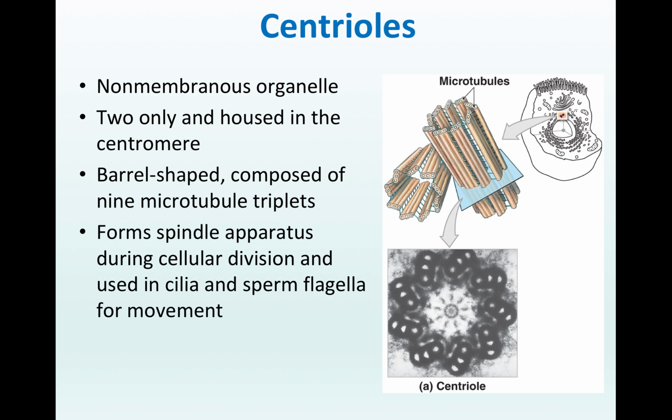The important function associated with this structure is to form spindles that, as I mentioned, play a role in cell division in the process of mitosis, and it also can be used to form cilia and a structure called flagella that are essential for movement of the cell. Inside our body, we have both cilia and flagella, but flagella is more specifically associated with sperm cells, and cilia can be found in multiple structures, including your digestive tract and your respiratory tract.